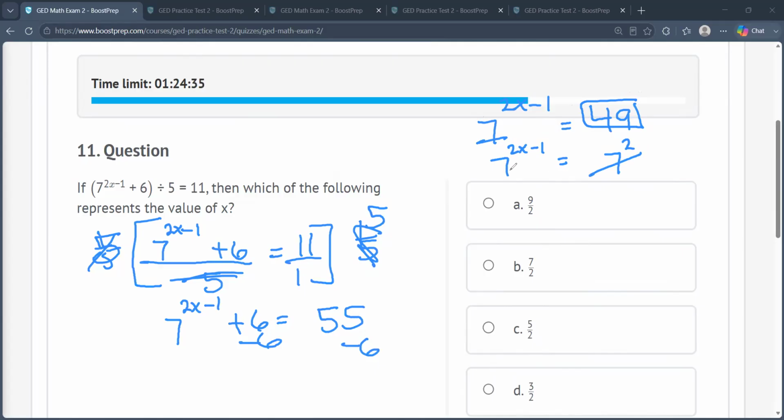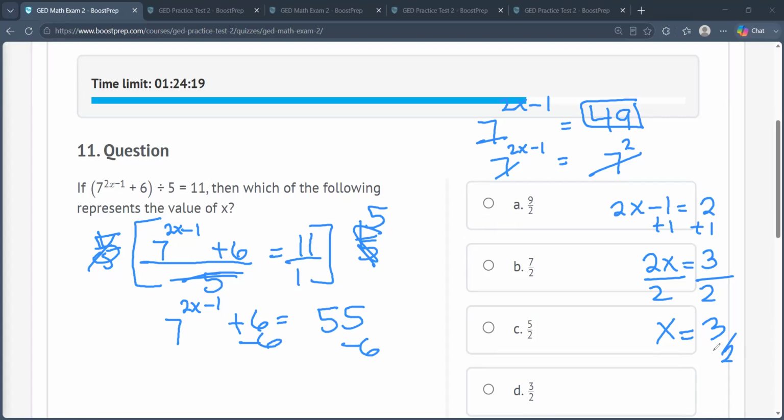And what happens is the 7 disappears, and now you're left with 2x minus 1 equals 2. Solve for x by adding 1 to both sides. So you get 2x equals 3. Divide this by 2. You get x equals 3 halves. Okay, so that's letter D.